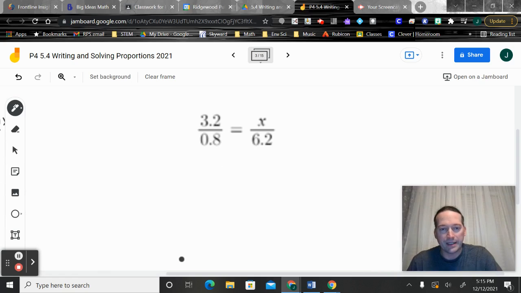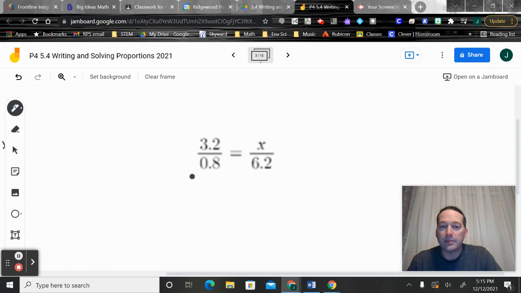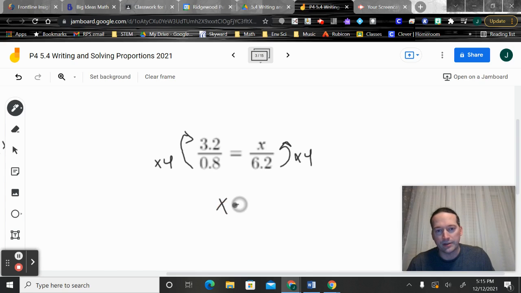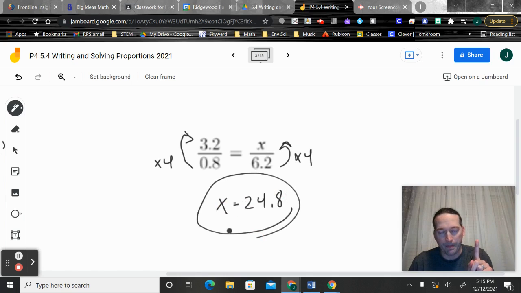When you're looking at something like this, again, it's a little bit complicated going from 0.8 to 6.2. However, if you notice that the numerator is 4 times bigger than the denominator, all you have to do is 4 times 6.2, and 6 times 4 is 24. 0.2 times 4 is 0.8, so x is 24.8. So one strategy is what you did in like third grade, going across from numerator to numerator, denominator to denominator.